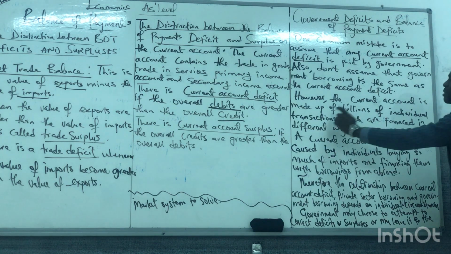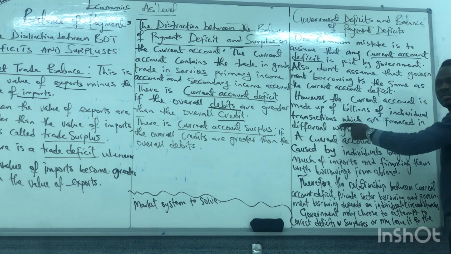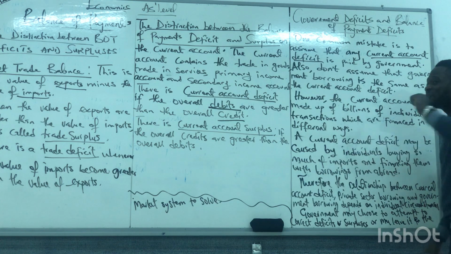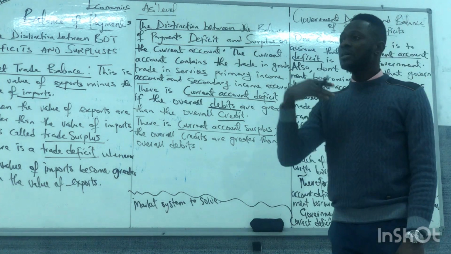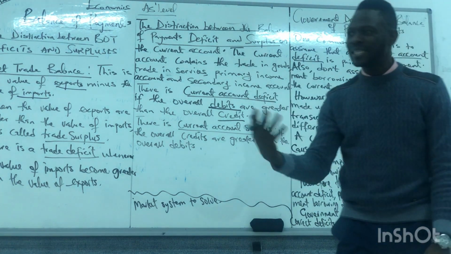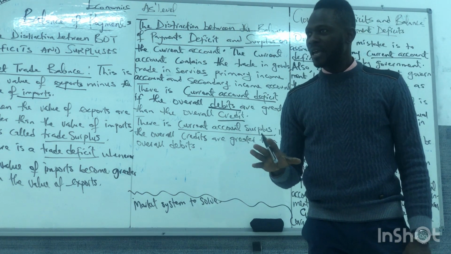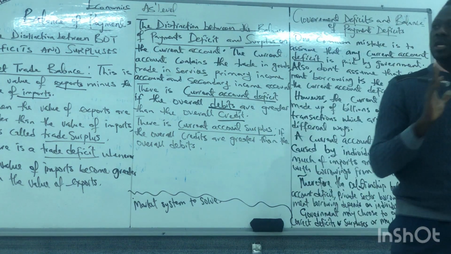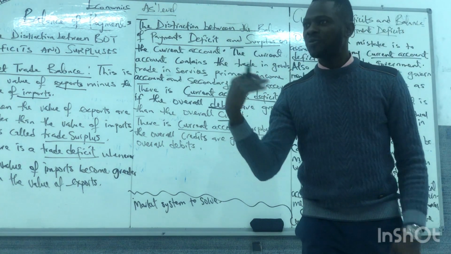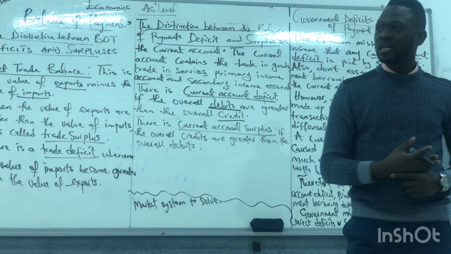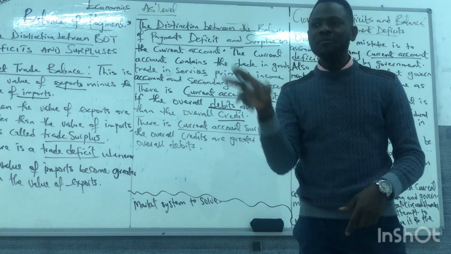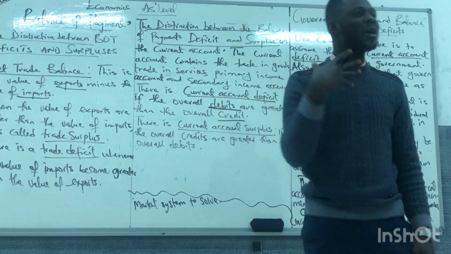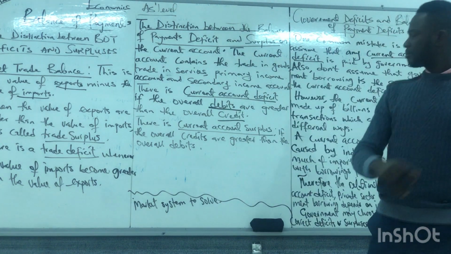However, the current account is made up of billions of individual transactions, like I said. Billions of individual transactions which are financed in different ways. So different people, different businesses, they do different transactions, and they finance their transactions in different ways. Business A would not finance its transaction the same as business B. Business E might not finance it as business A. So we have different transactions we do, and we don't finance them the same way.